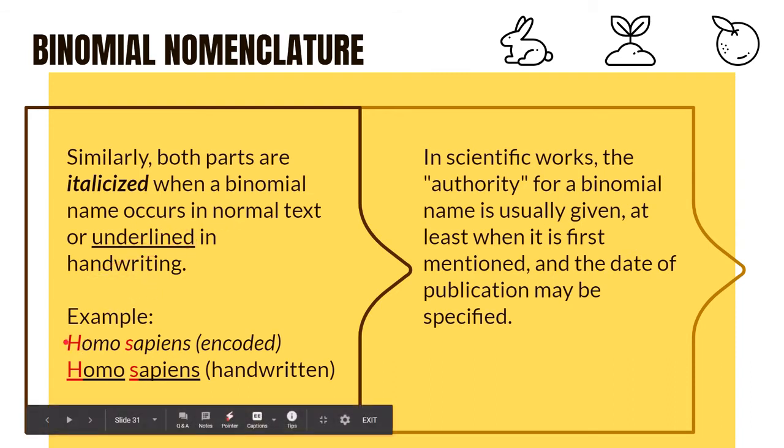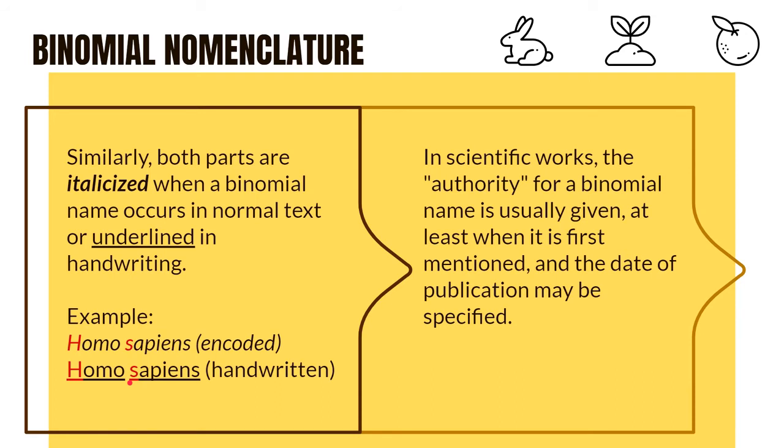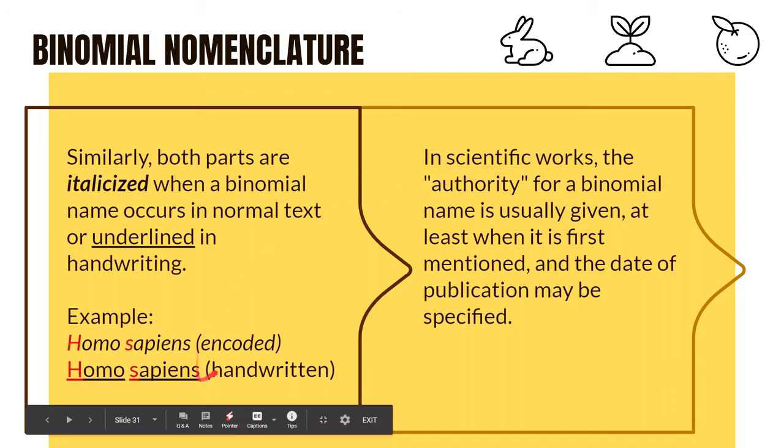So you see the capital letter for the genus name, then small for the second part. When encoded, italicized, but when handwritten, normal handwriting, but underlined separately. Not just one straight line, but you separately underline Homo, you separately underline sapiens. We have to remember this because this is the proper way of writing scientific names, and you might get a wrong answer if you do not follow it properly. So we're clear with that.